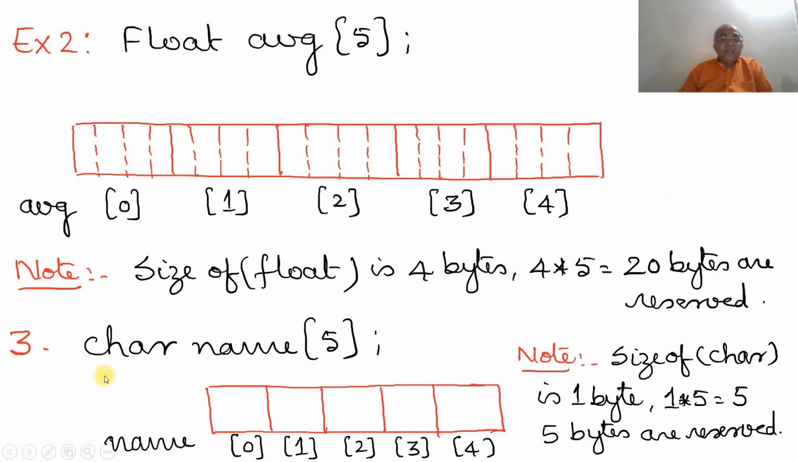Next we are going to consider char name[5]. The size of char is 1 byte, which means only one character can be stored in each memory location. So char is the type, name is the array name, and 5 is the expression. So name[0], 1, 2, 3, 4. Here the size of char is 1 byte, so 1 into 5 is equal to 5. So 5 bytes are reserved.